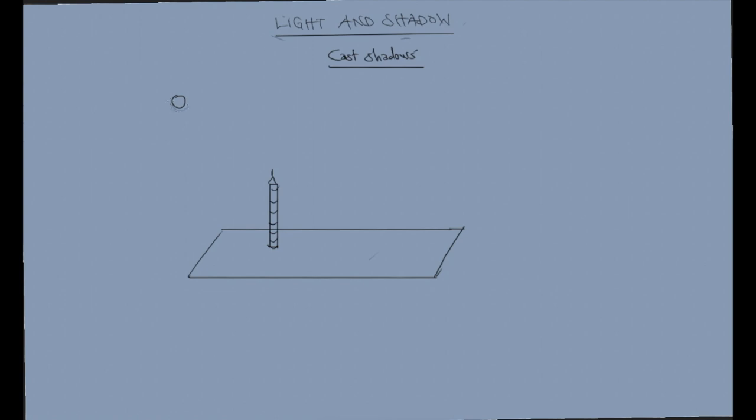Imagine something holding the light. So in this case, let's imagine this is a pencil standing on a piece of paper that's on a table. And on this table, there's a candle. So what you need to do to know where exactly your shadow is going to be is to figure out where the bottom of this candle is.